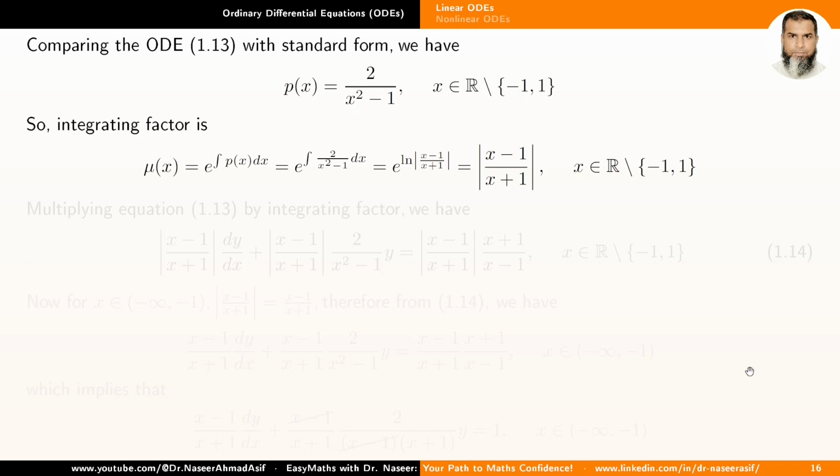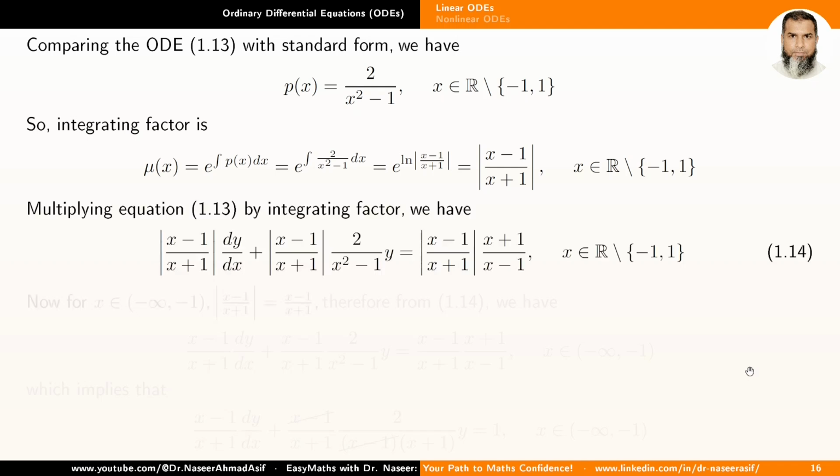Multiplying equation 1.13 by the integrating factor, we have absolute (x minus 1 over x plus 1) into dy by dx plus absolute (x minus 1 over x plus 1) into 2 over (x square minus 1) into y is equal to absolute (x minus 1 over x plus 1) into (x plus 1) over (x minus 1), where x belongs to R other than -1, 1.